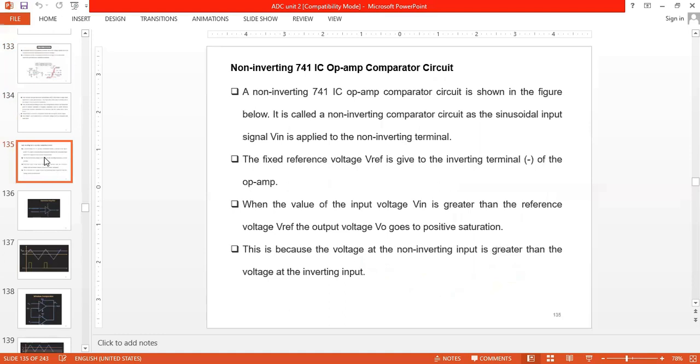The comparator has two types: one is the non-inverting comparator and the other is the inverting comparator. In the inverting comparator, if the input V1 is high, the output will be 0. If V1 is low, the output will be 1. That is the reverse operation. Non-inverting follows the same concept as before: if V1 is greater, the output is 1, and if V1 is less, the output will be 0.